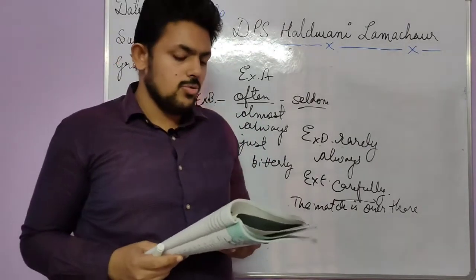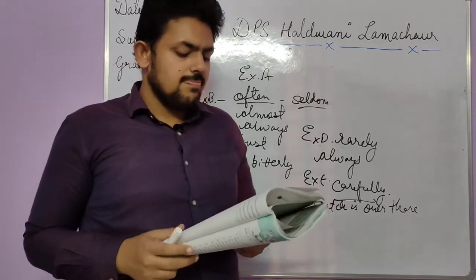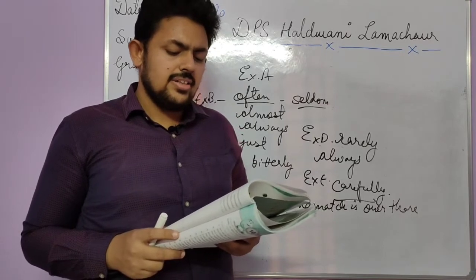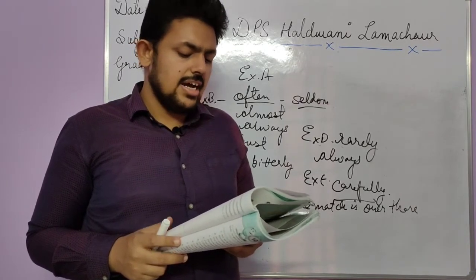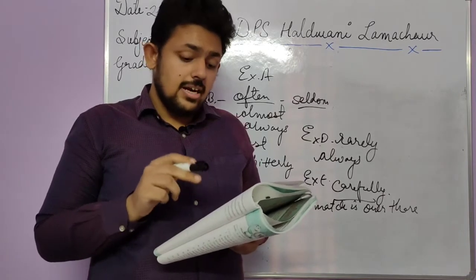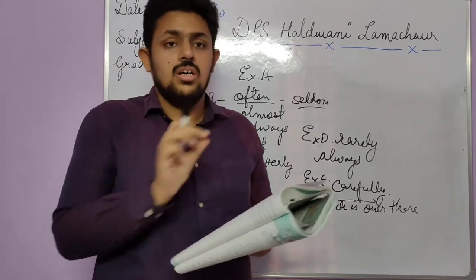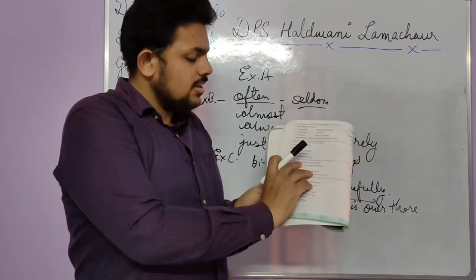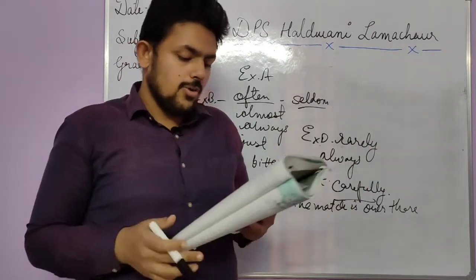Very easy. You have to do on your own. G. Read each sentence and write the adverb that describes the underlined verb. The verb is underlined. Okay. We have to write one adverb for it.